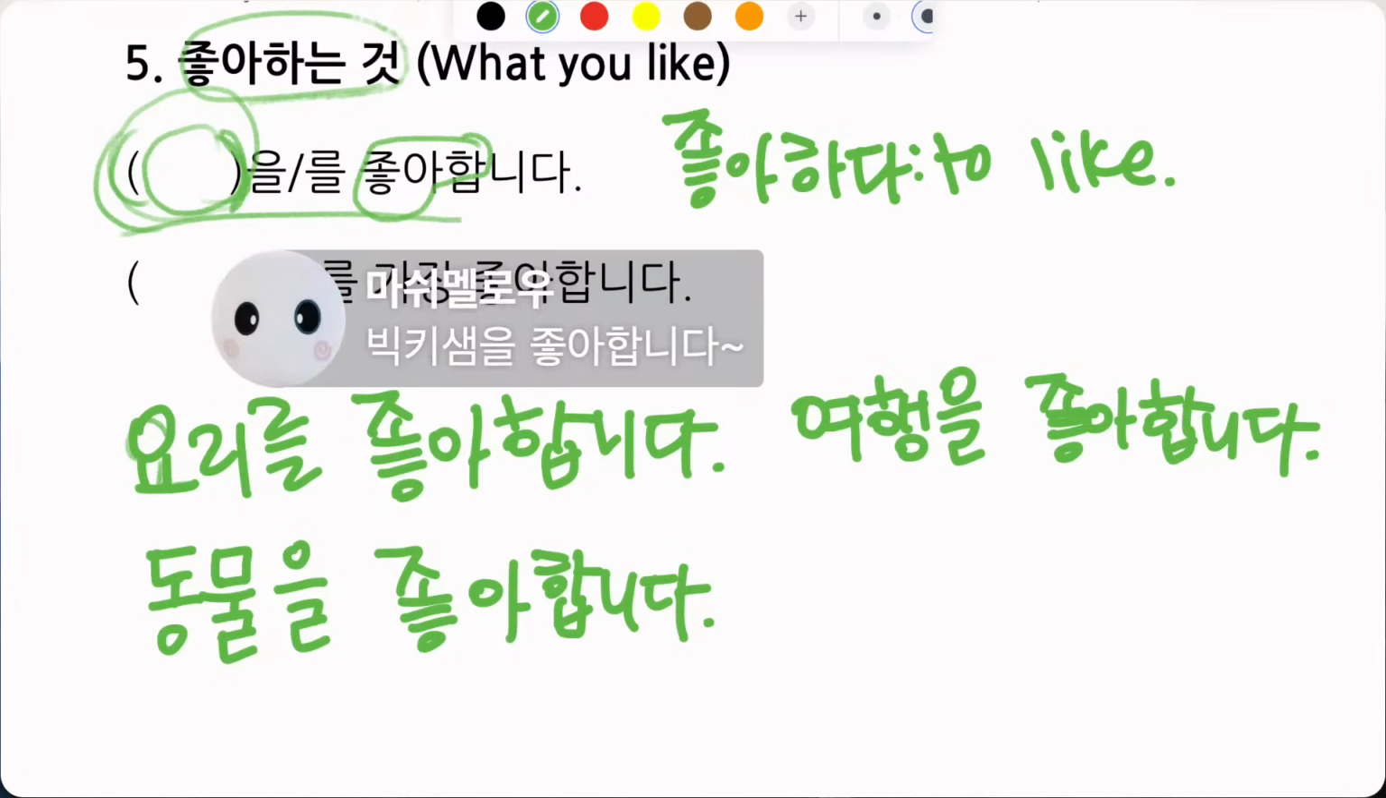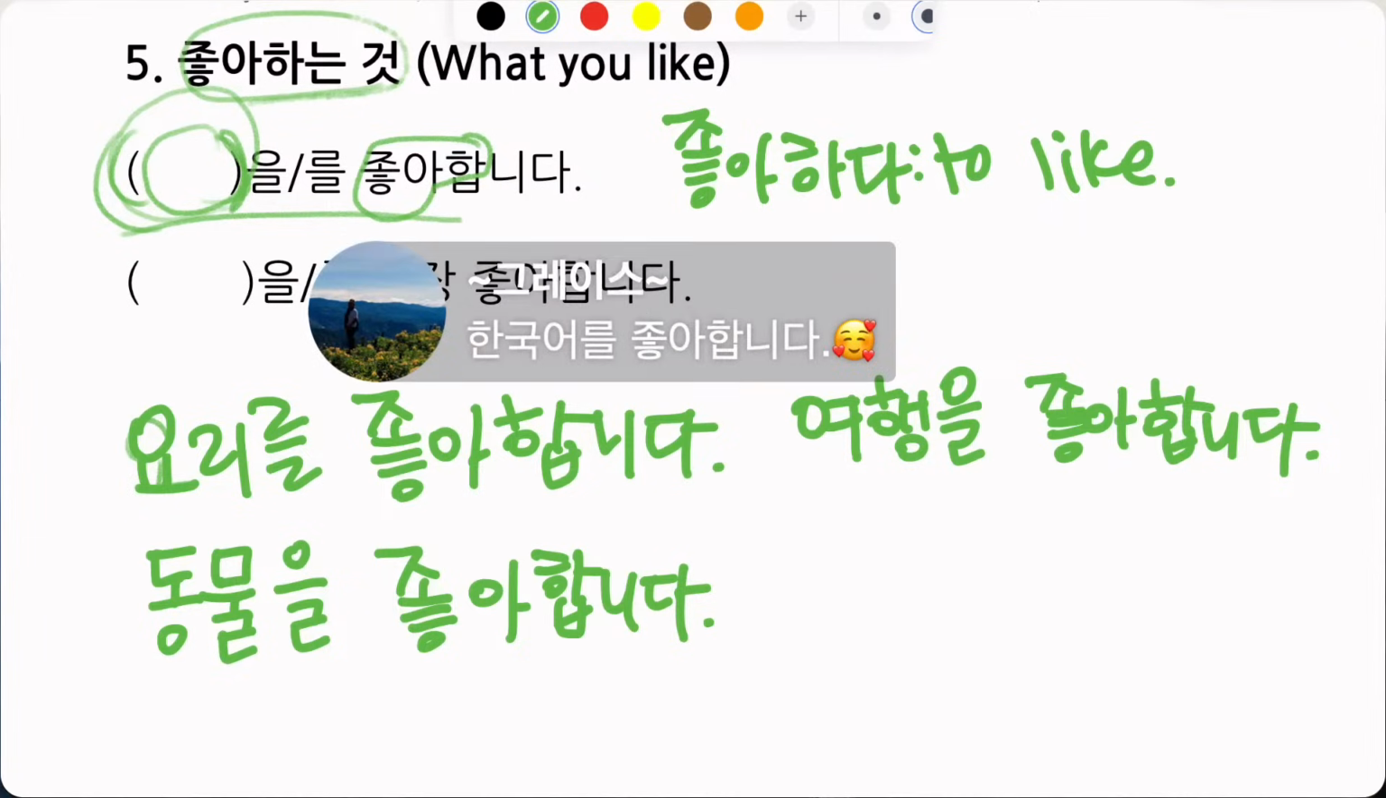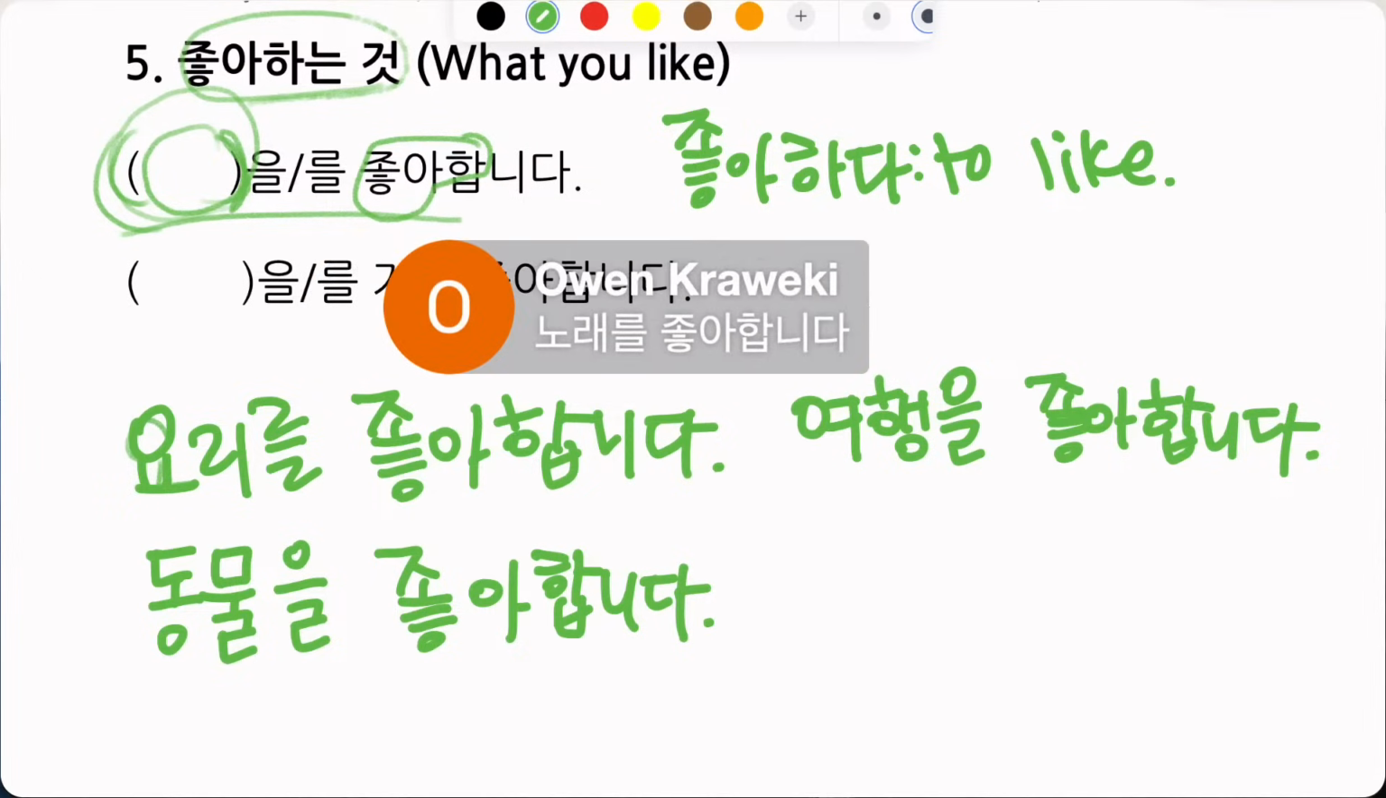그래서 this is such a sweet one. 비키쌤을 좋아합니다. 너무 좋은 sentence. It's such a perfect, wonderful sentence. 비키쌤 좋아합니다. Such a good taste. 그 다음에 한국어를 좋아합니다. 좋아요. You like Korean. 그것도 괜찮아요. 그리고 노래를 좋아합니다. 좋아요. You like songs. 뭐 음악을 좋아합니다 would also be another way to say the same thing. You could also like 음악, right?